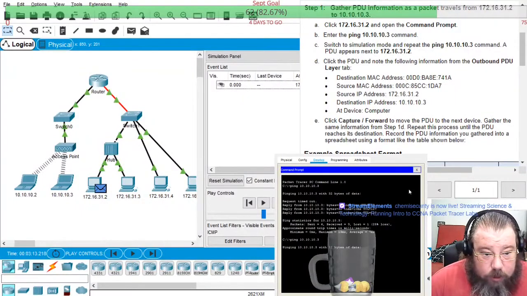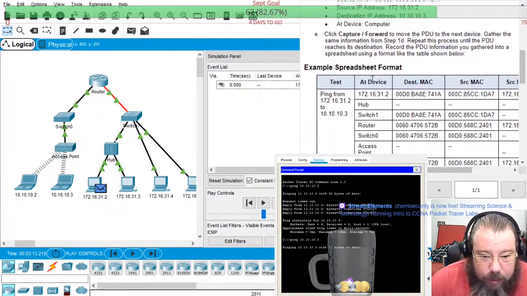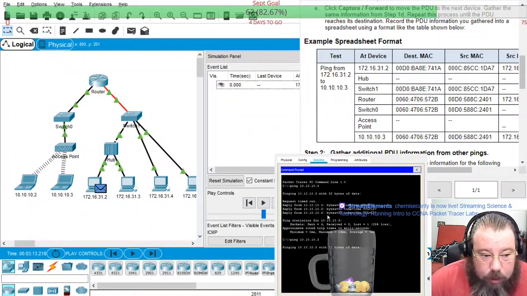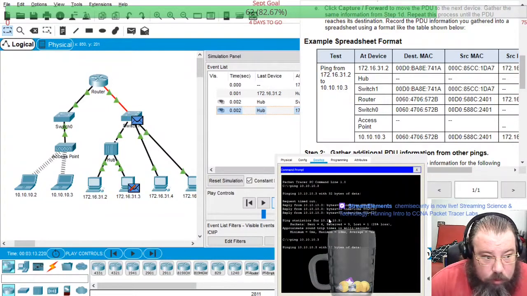Okay, so basically, note the source and destination IPs and MAC addresses, and where it's at. And then click forward. Now take note of the source and destination IPs and MAC addresses. And then again. And notice that the hub sent out two packets. One towards the switch and one towards the computer that didn't send the packet. And notice that it's basically being dropped at the computer.